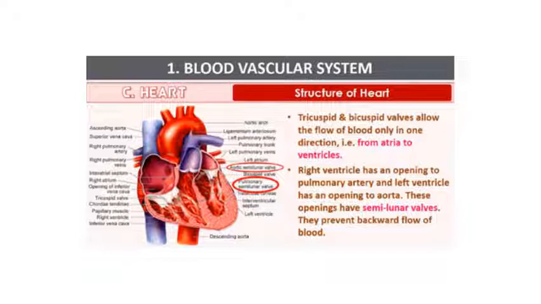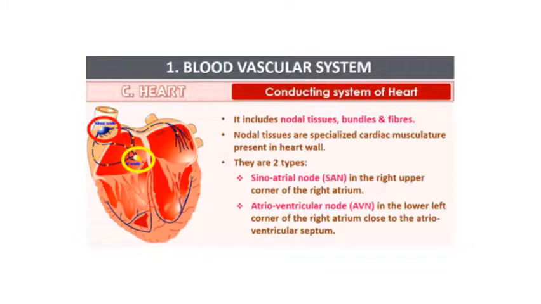The right ventricle has an opening to the pulmonary artery and the left ventricle has an opening to the aorta. These openings are called semilunar valves. They prevent the backflow of the blood.